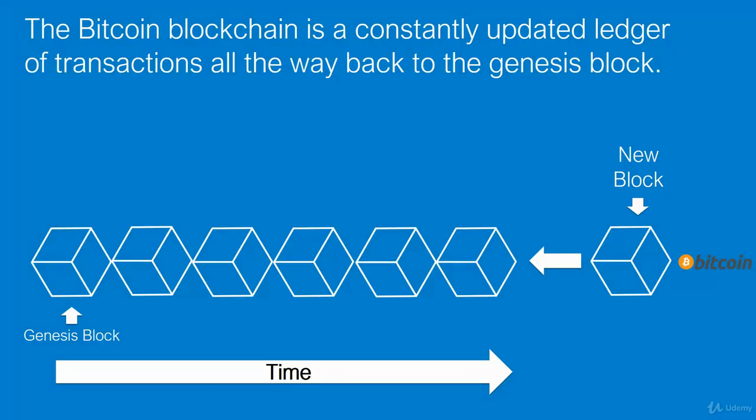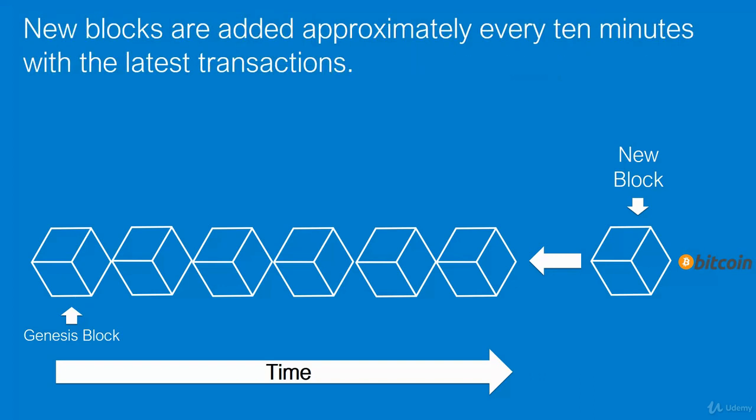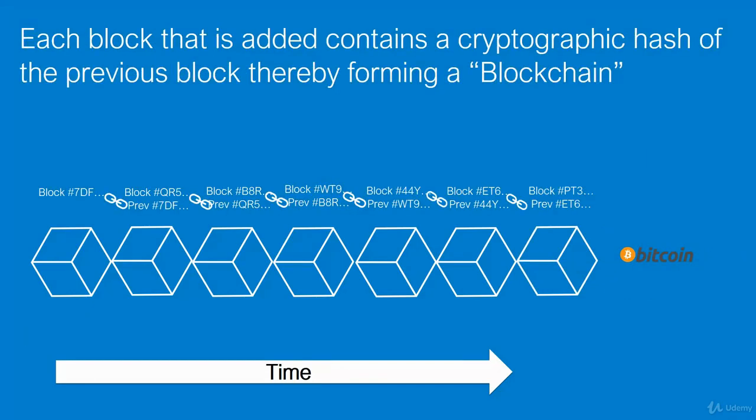When we look at a blockchain, the Bitcoin blockchain is a constantly updated ledger of transactions all the way back to the Genesis block. That's block number 0, which is where the whole Bitcoin network and the Bitcoin blockchain began. New blocks are added approximately every 10 minutes with the latest transactions, and each of those blocks contains a cryptographic hash of the previous block. This is what forms the blockchain. They're all tied cryptographically together.